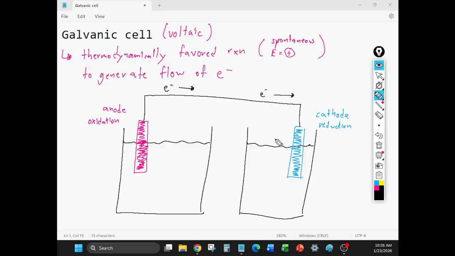All right, now let's talk about what the anode and the cathode are. Basically, they're two different metals. So I'm going to call them metal A and metal B. So this stick is made of solid metal A, and this stick will be made of solid metal B.